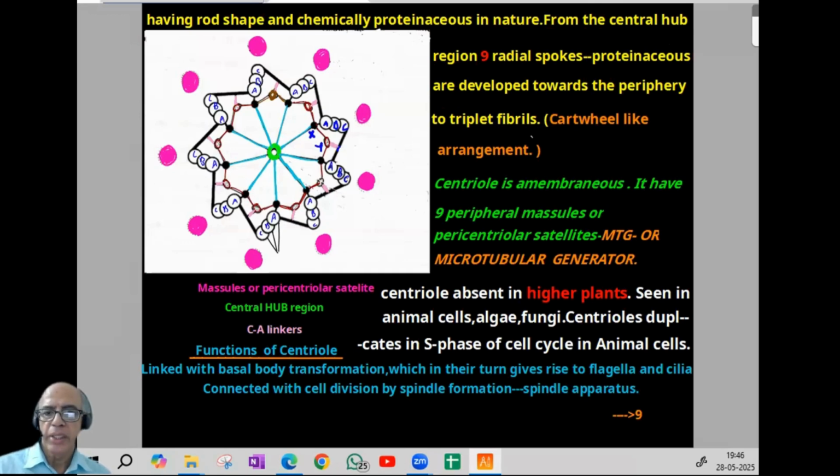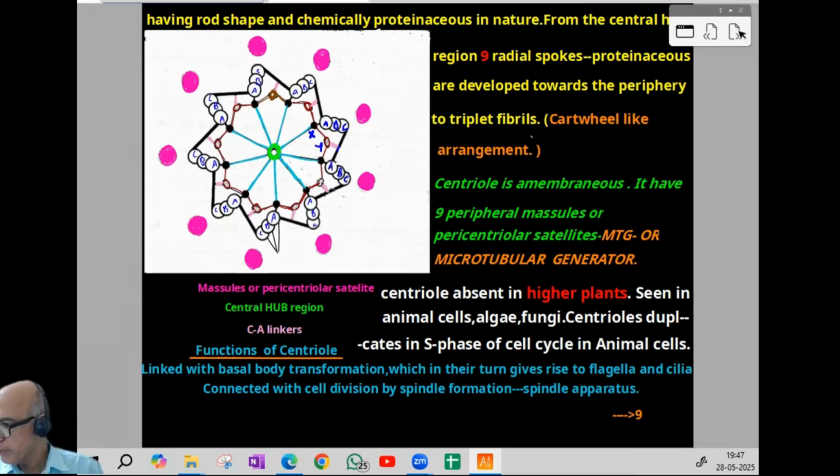Centriole is non-membranous. Then it has got 9 peripheral satellites, pericentriolar satellite or MTOC. Centriole is absent in higher plants, seen in animal cells, algae, fungi. Centriole duplicates in S-phase of the cell cycle in animal cells. And functions of centriole: it is linked with the basal body formation, which in its turn gives rise to flagella, cilia, and is connected with cell division, spindle formation, spindle apparatus, etc.